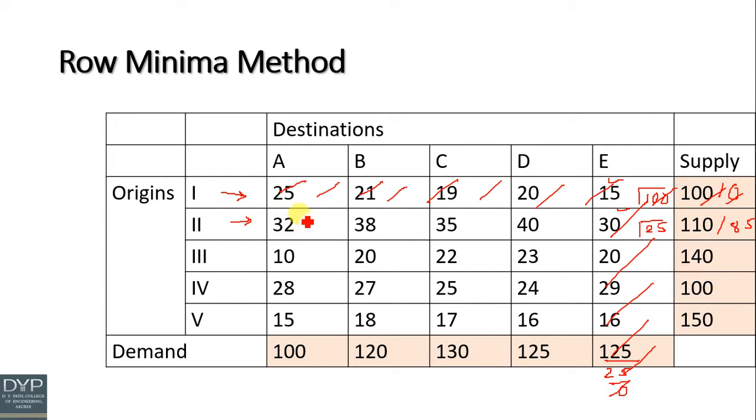Now come to the next lowest one, the minimum one, which is 32. Now I can assign the minimum of 85 and 100, which is 85. So here 15 are remaining, but the row is already fulfilled. So now I will be removing this row. Now come to the next row.